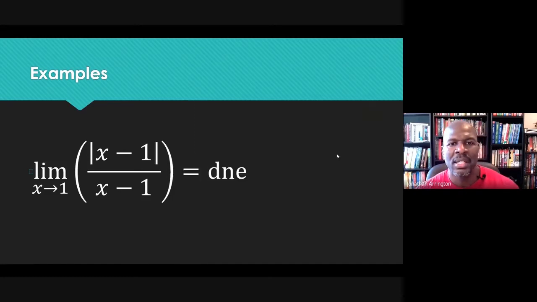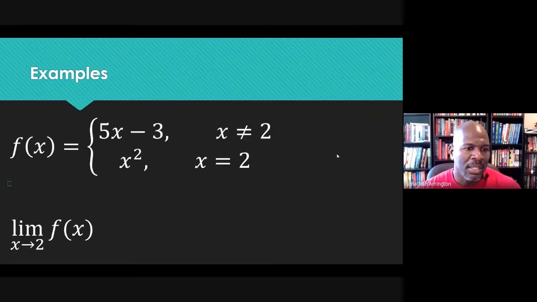No, this limit does not exist. So again, for the limit to exist, it must approach a finite number, which it does here. It approaches a finite number from the left and the right, but that finite number has to be equal. It has to be the same finite number. If there's different finite numbers on the left and the right, the limit does not exist. Okay, let's look at our next example.